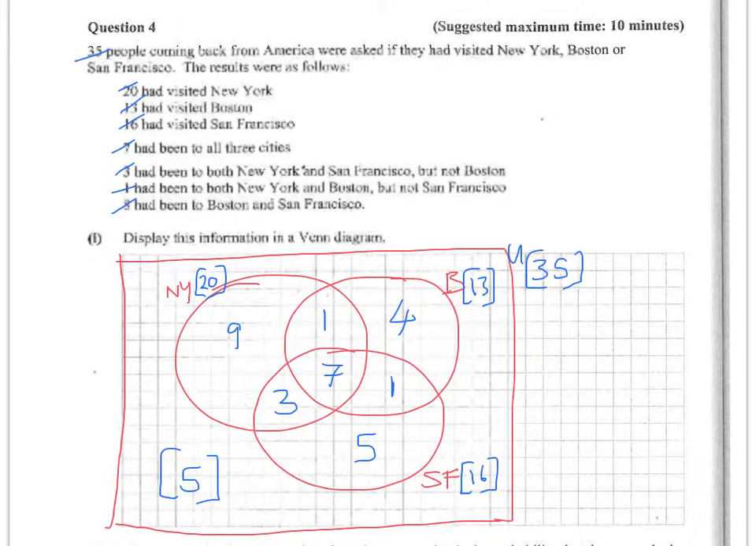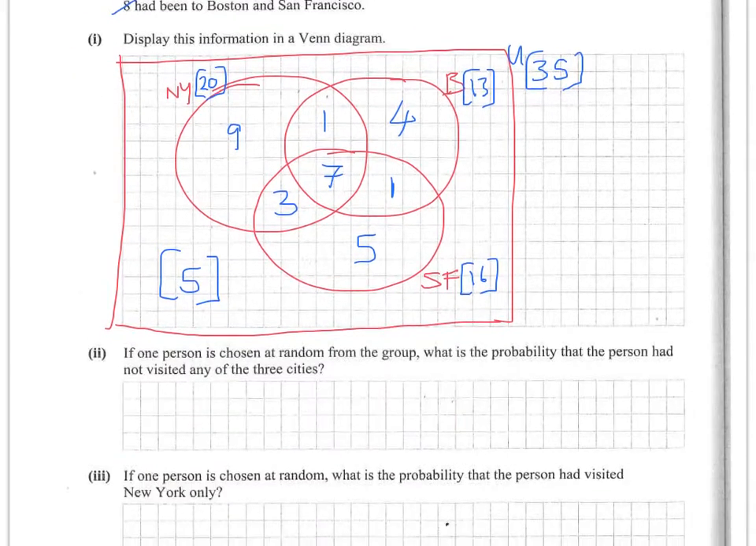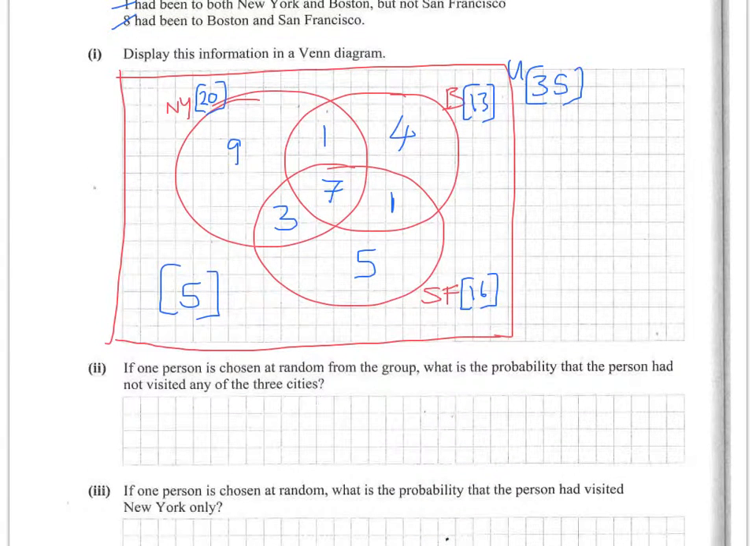So let's look at the rest of the question. If 1 person was chosen at random from the group, what's the probability that the person had not visited any of these 3 cities? Well, we're talking about these 5 people here. So it's 5 out of 35. And you can reduce that down, since 5 is a common factor of 5 and 35, and you get 1/7.